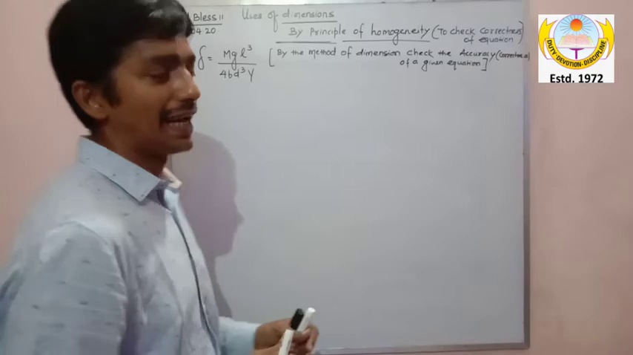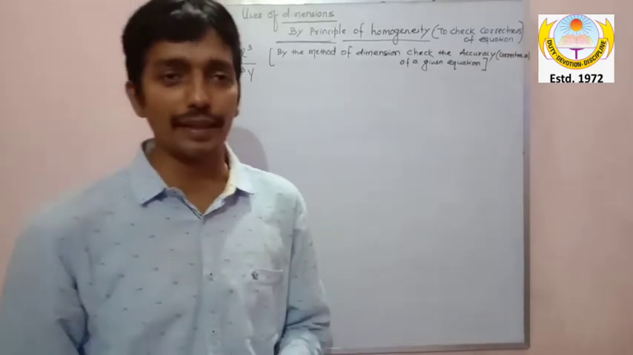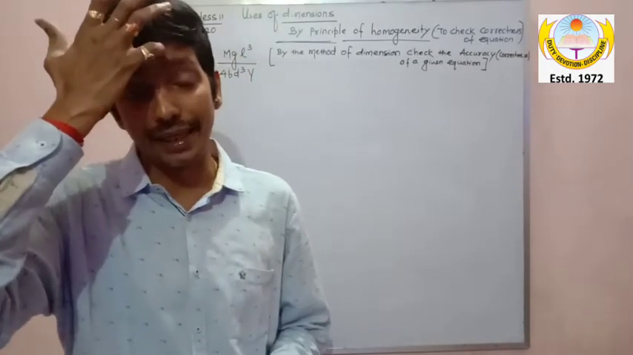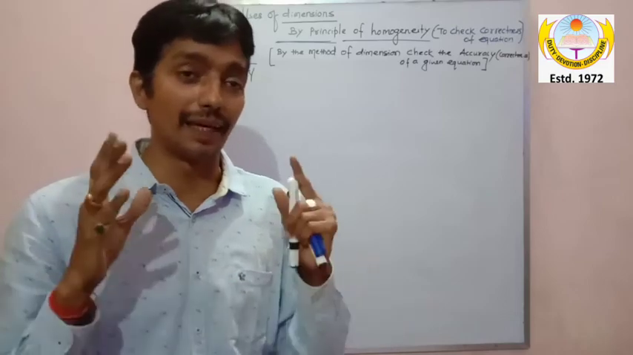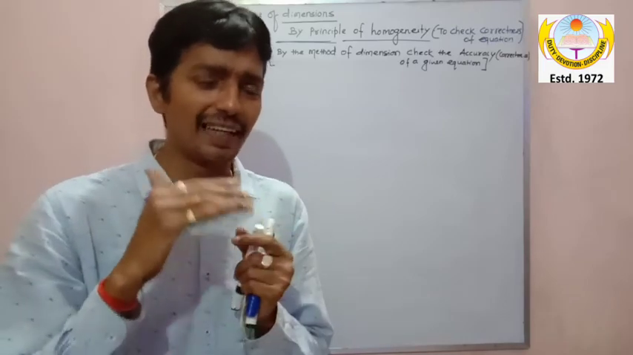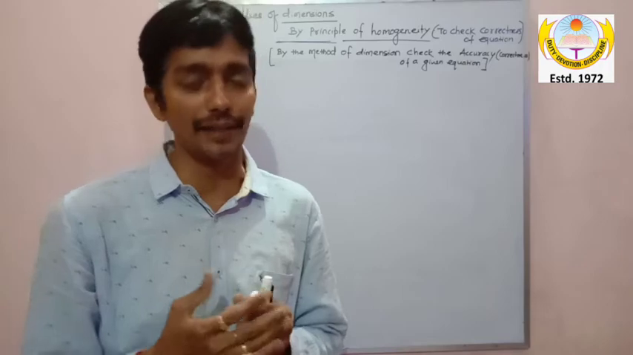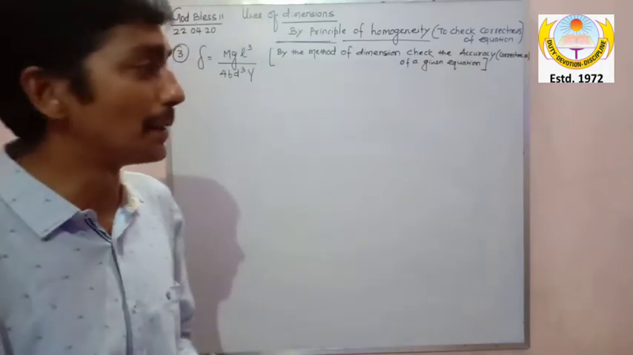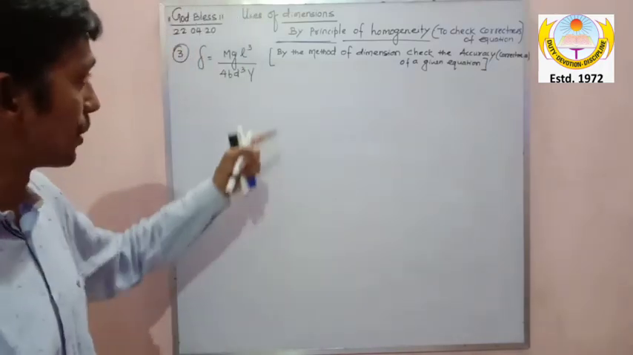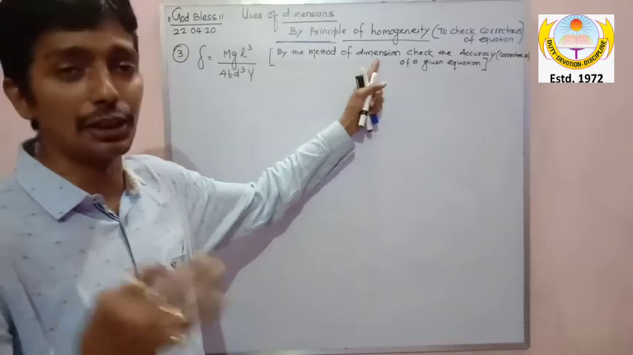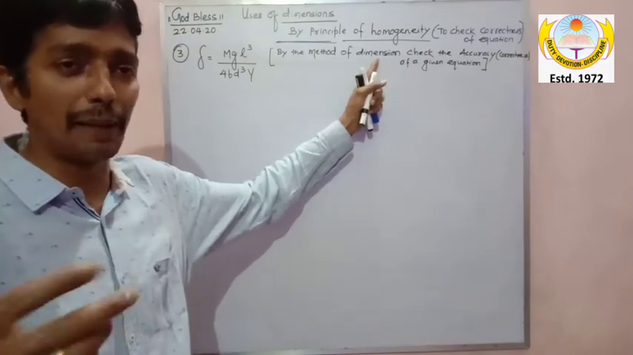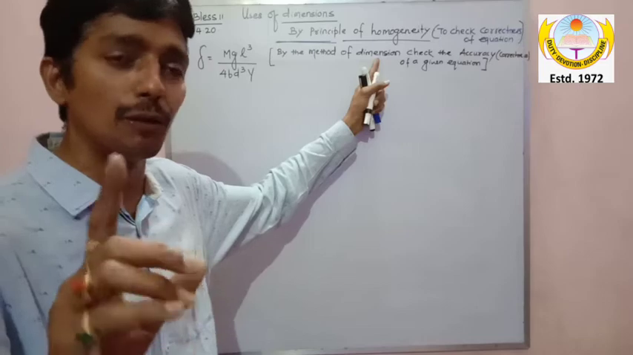With the next example, once again with the same principle of homogeneity, there are many examples and they are beautiful, and the standard of the question is also wonderful, my dear. Now look at this example. The question is given by the method of dimension, that is, by the principle of homogeneity.